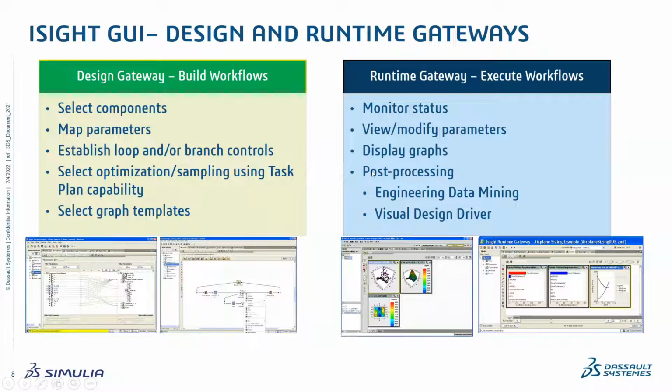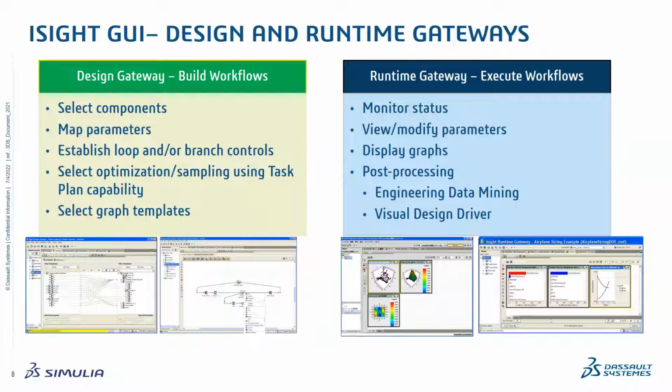And when it comes to runtime gateway, you can monitor the status of your run. If you're doing some 100 or 200 iterations, what is the state? Maybe it's at the 80th iteration, and whether it's passing or failing. Some of them might fail because of some design constraints. All that information you can view in the runtime gateway, and you can view the parameter information as well, like how the output values are coming out. Accordingly, you can even do the post-processing, where you can create plots and graphs to understand your results as well.